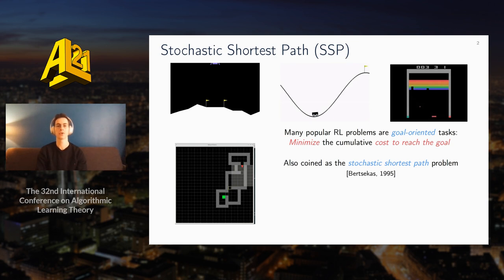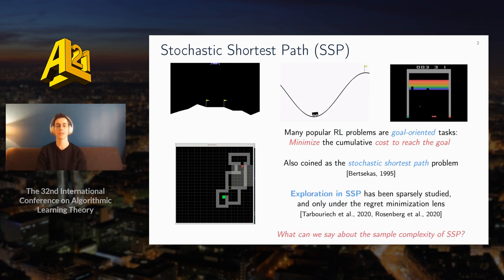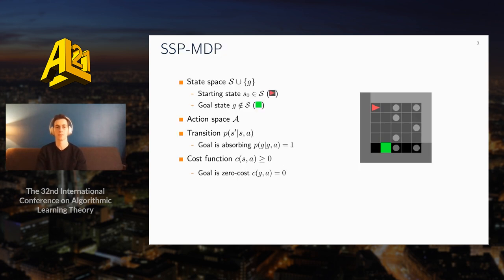Many popular reinforcement learning problems are goal-oriented tasks, where the objective is to minimize the cumulative cost until a specific goal state is reached. This is also coined as the Stochastic Shortest Path problem. Exploration in SSP has only been sparsely studied, and only recently under the regret minimization lens. Yet we wonder, what can we say about the sample complexity of SSP?